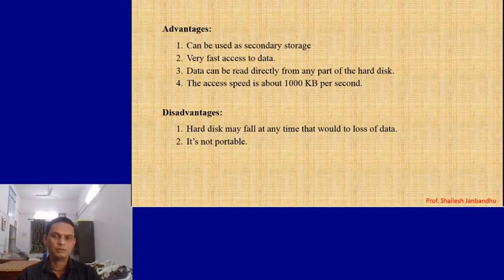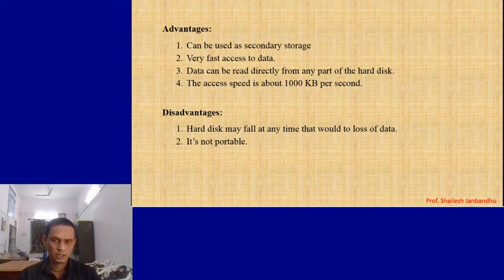Data can be read directly from any part of the disk. Due to the random access device, the data which is stored on a hard disk can be accessed anywhere or any time. The access speed is about 1000 kilobytes per second.